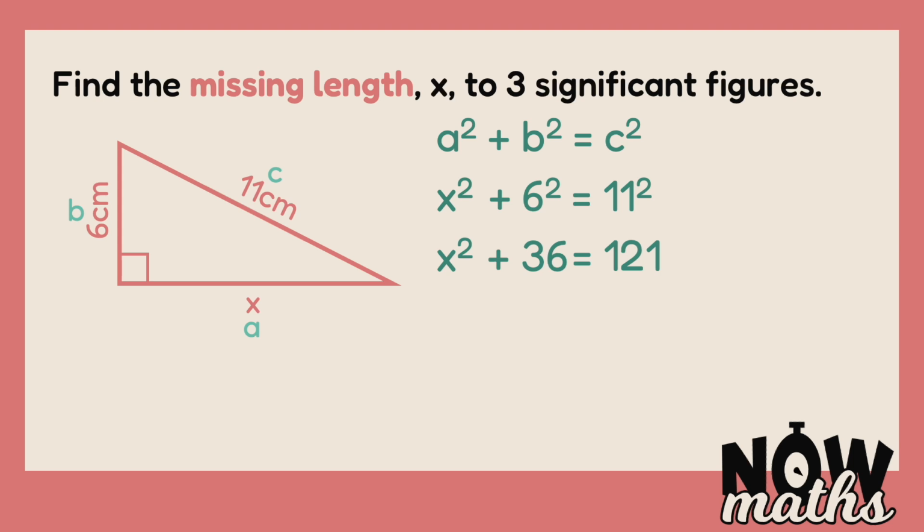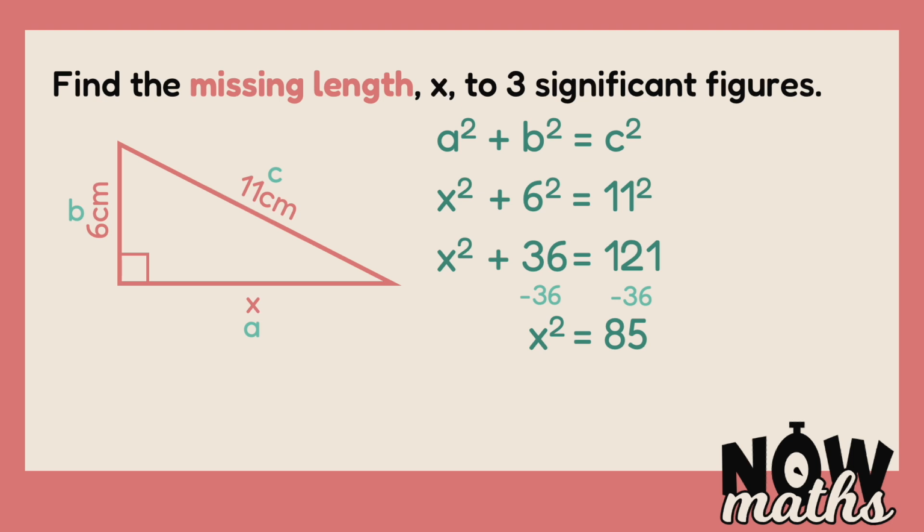Now we have an equation where we have x squared add 36 equals 121. If we want to work out the missing value x, we're going to try and get x on its own in this equation. So to do this, we're going to have a look at the add 36 on the left hand side, and we're going to do the inverse of adding 36, which is subtracting 36. And if we subtract 36 from the left hand side, we get x squared. And if we subtract 36 from the right hand side, 121 subtract 36 is 85. We now have x squared equals 85.